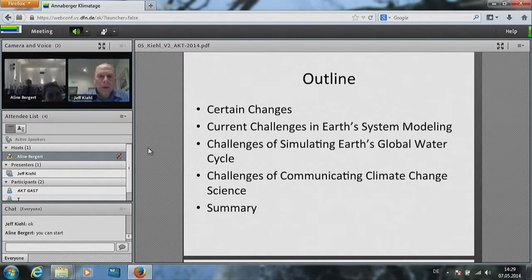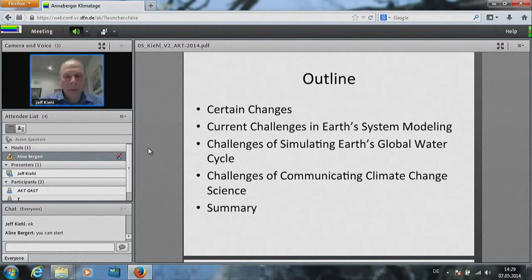And in particular, I want to focus on challenges of simulating Earth's global water cycle, since water is so important to social and economic systems. I would then like to finish the talk briefly by talking about the challenges of communicating climate change science to various sectors of society.